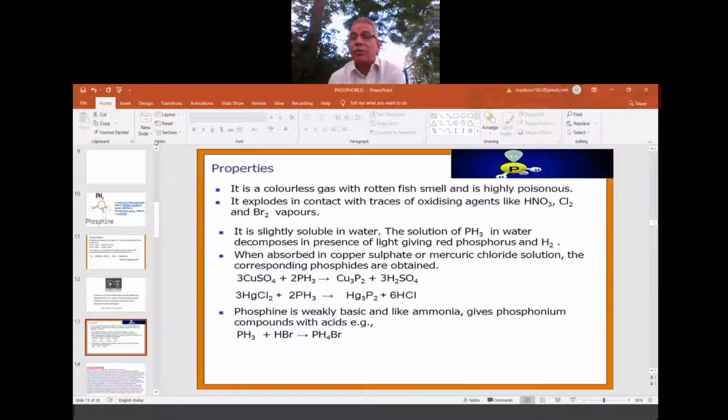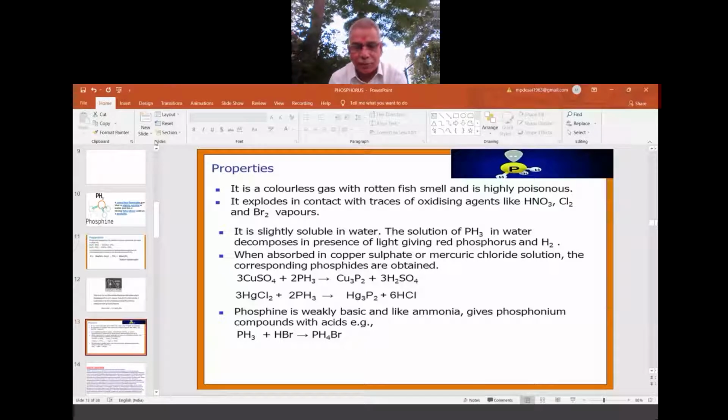So you can see at the extreme right top the structure of phosphine, where I have shown a lone pair of electrons. Because of this, it is basic in nature. Same property, because they are members of the same family. So giving what? Phosphine and the hydrogen bromide.